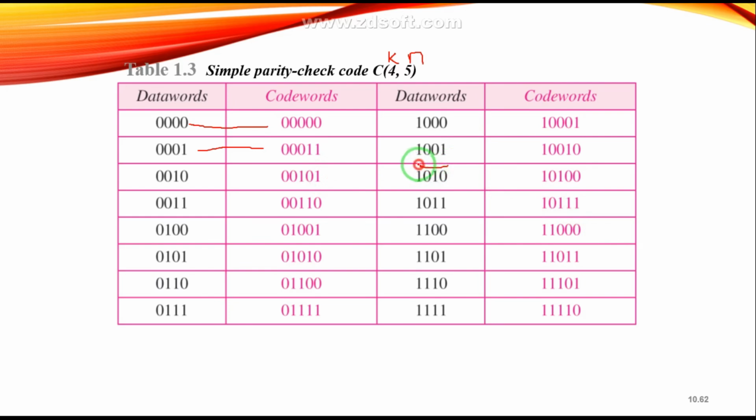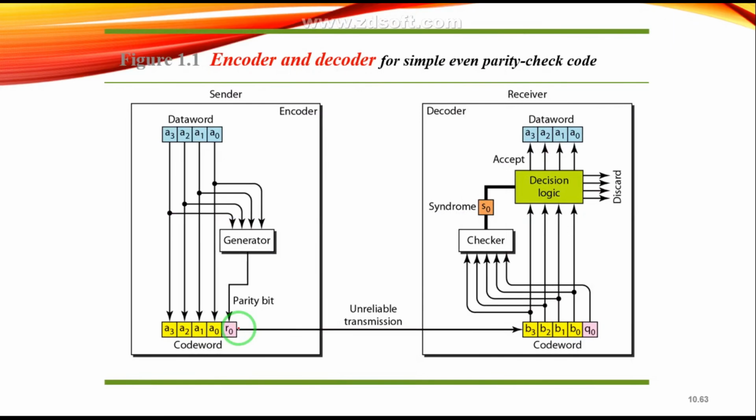If the data word is 1010, then we are going to transmit the code word 10100. Similarly, if the data word is 1001, we are going to transmit 10010, and so on. In a further lecture, we will see how to calculate this code word. But right now, we are going to focus on the encoder and the decoder for this simple even parity check code. So this is the sender, who is going to create a code word.